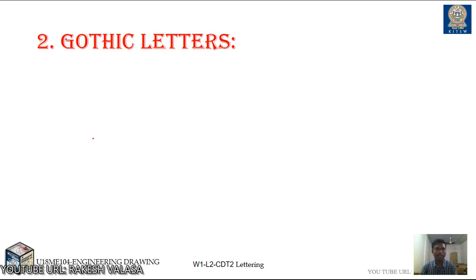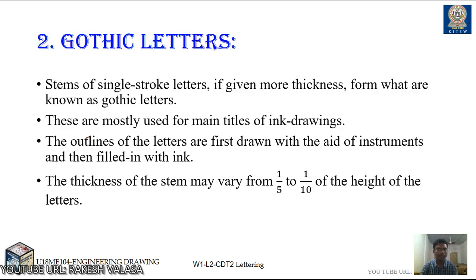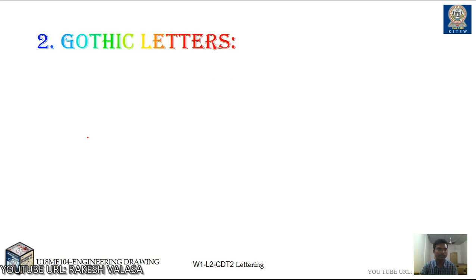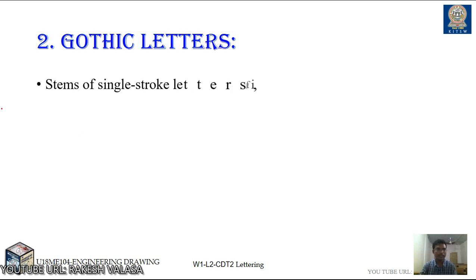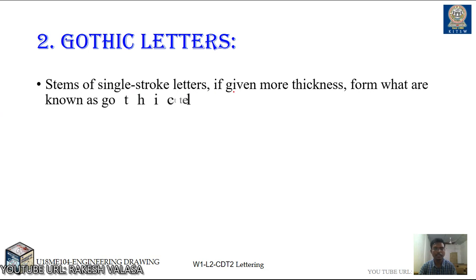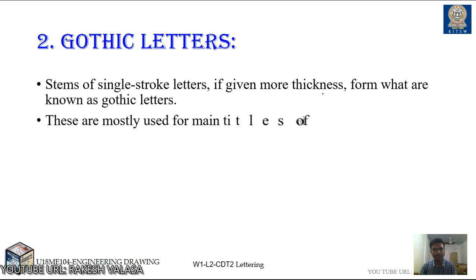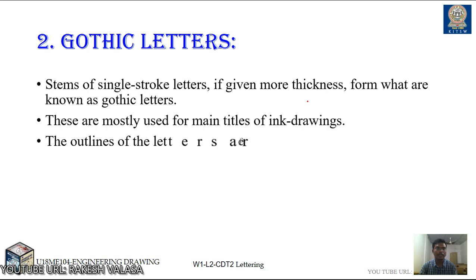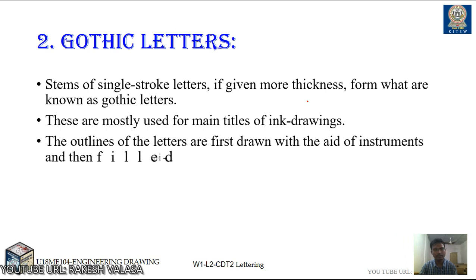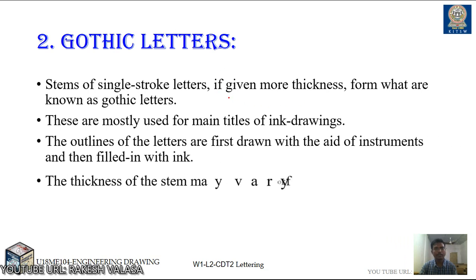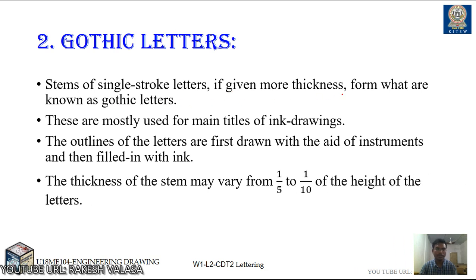The second category is Gothic letters. This is similar to single stroke vertical letters. The major difference is adding thickness. Stems of single stroke letters, if given more thickness. In the previous, the letter thickness is 1 mm. Here, Gothic letters means more than 1 mm. The stems of single stroke letters, if given more thickness, form what are known as Gothic letters.